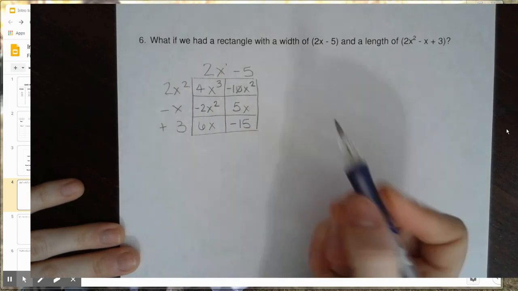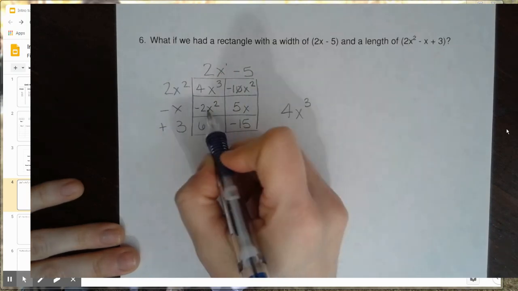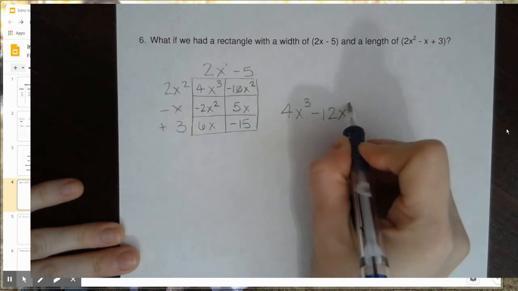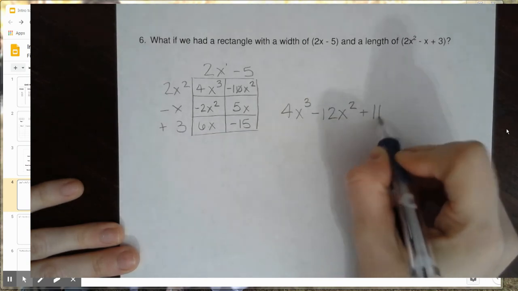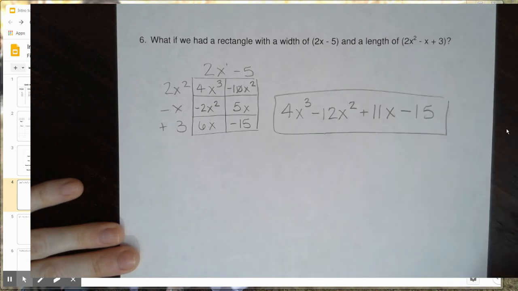Combining all of these together, 4x cubed, negative 2 minus 10 gives us negative 12x squared. 6 and 5 gives us plus 11x, and then minus 15 will be our constant.